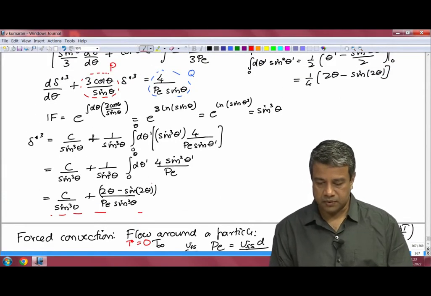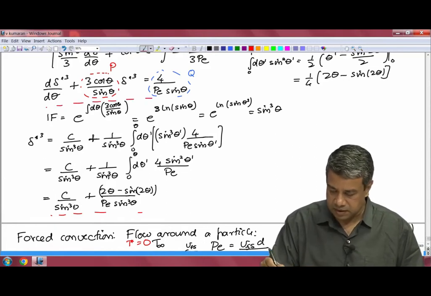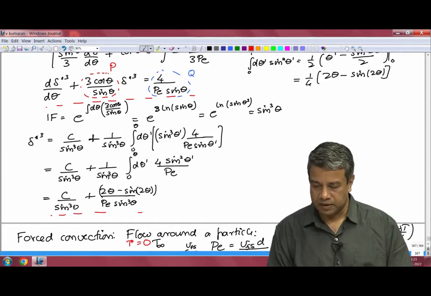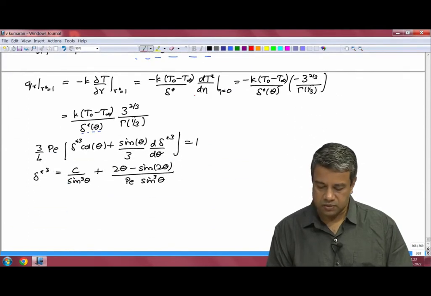The equation was reduced to d delta cubed by d theta plus 3 cos theta by sin theta delta cubed is 4 by Pe sin theta. So, using the integrating factor, we had got this solution. As is obvious, this solution goes to infinity at theta equal to 0 because it is proportional to 1 over sin cube theta.